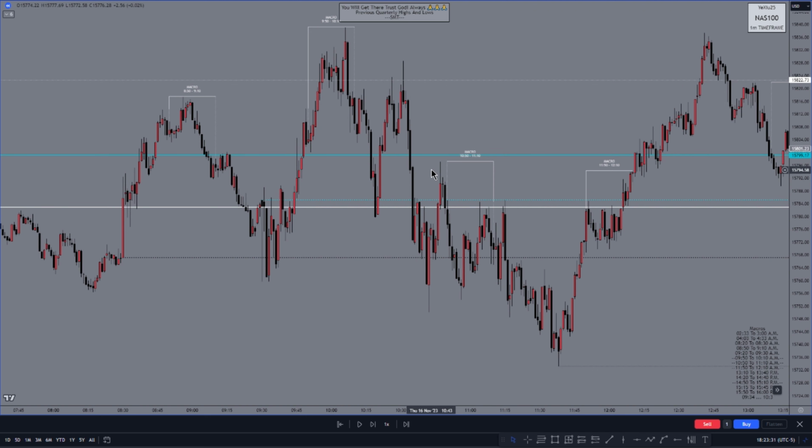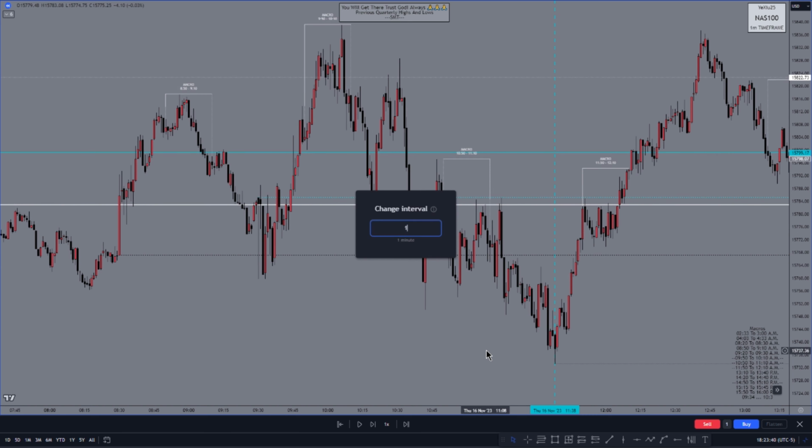Let me see if I have something more to explain. I'll show you something. See this level? Are you seeing this level, right? Look at this.